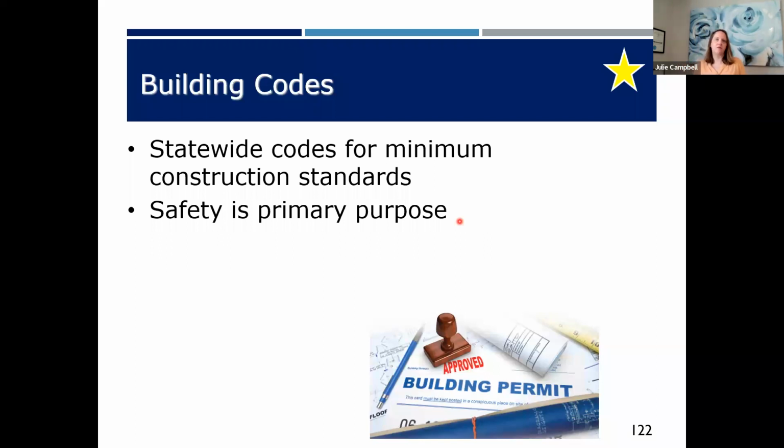Building codes set the floor. When you're building a house, this is as low as you can go. This is the standard. Can the builder go above and beyond the minimum standards? Of course, absolutely. But they set the minimum. And the whole point of building codes is for safety. We want to make sure we build homes that don't fall down on people.